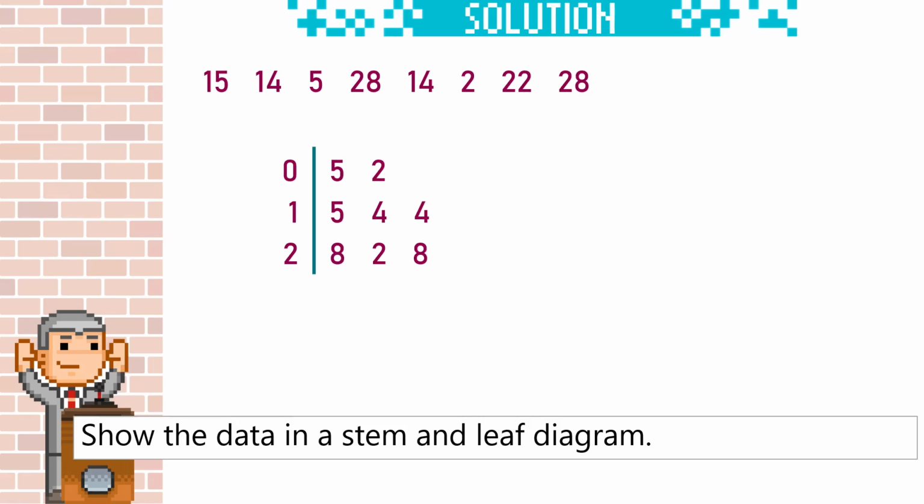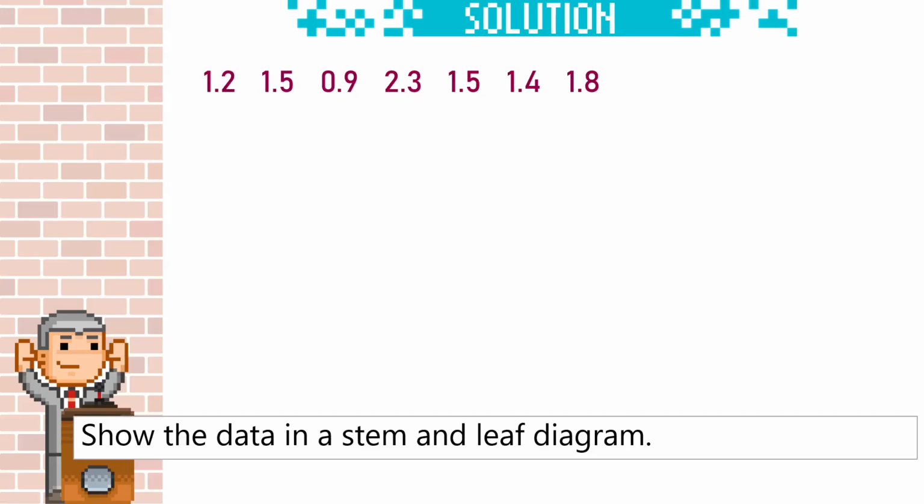There's 2 things left to do here. We've got to order them. So instead of 5, 2 at the top row, it'll be 2, 5. And the final thing to do is write the key. So I just normally pick one of the values. I've decided not to go for the first one for this one. I've gone for the 0 line 5 represents 5. So not 0.5 but 5.